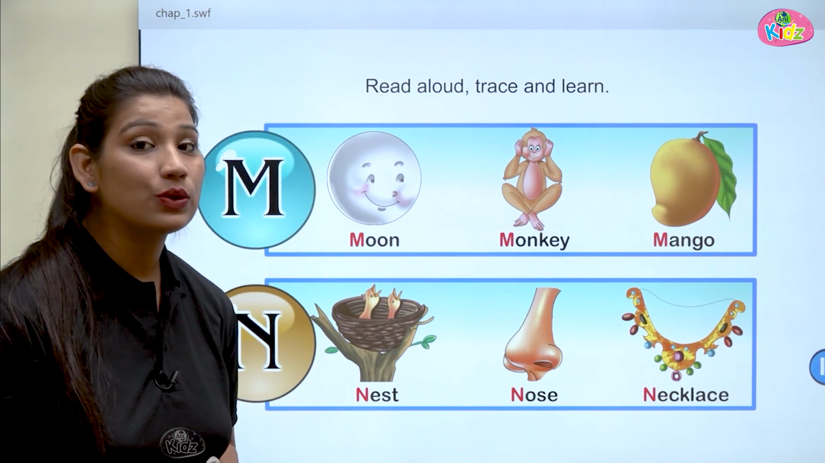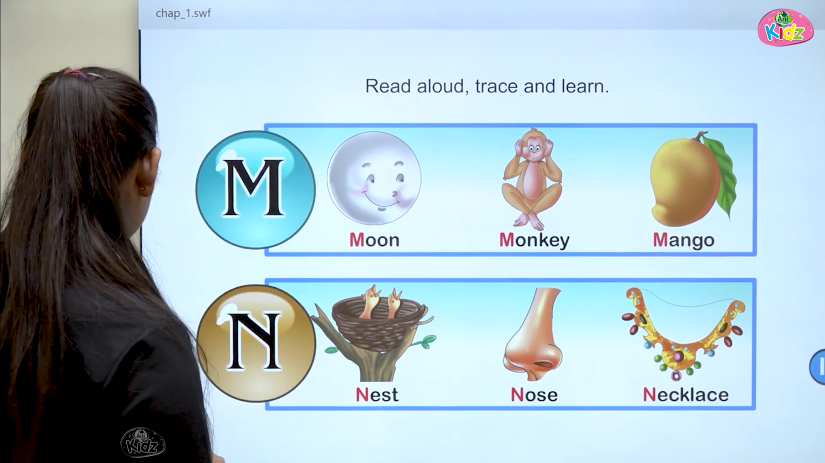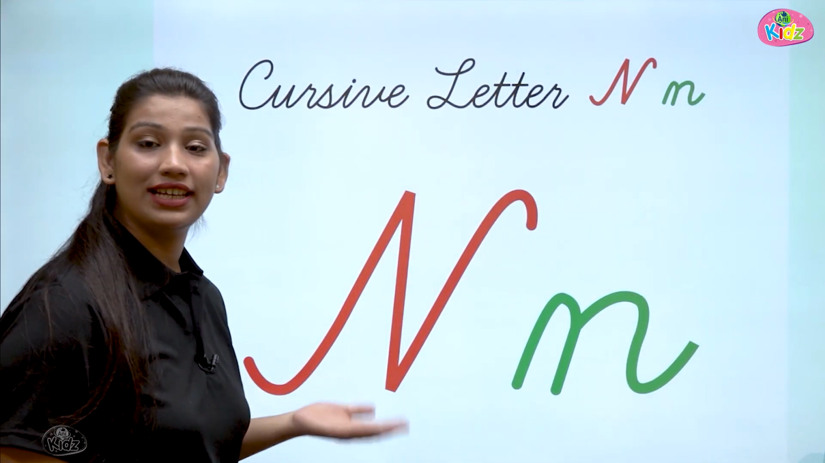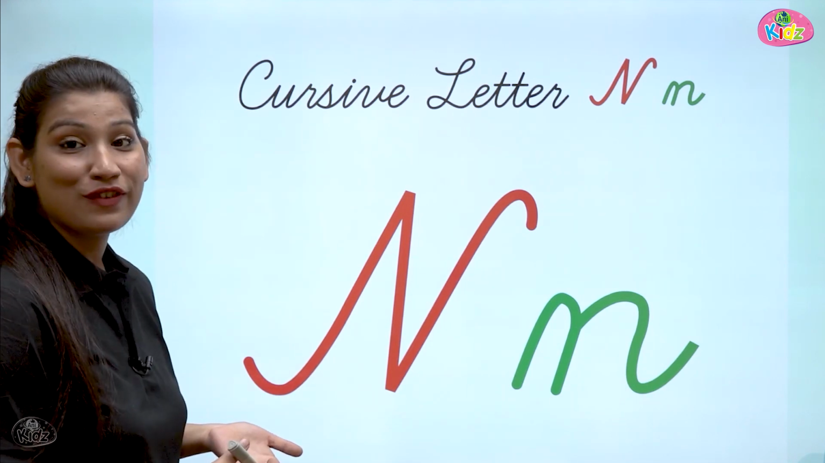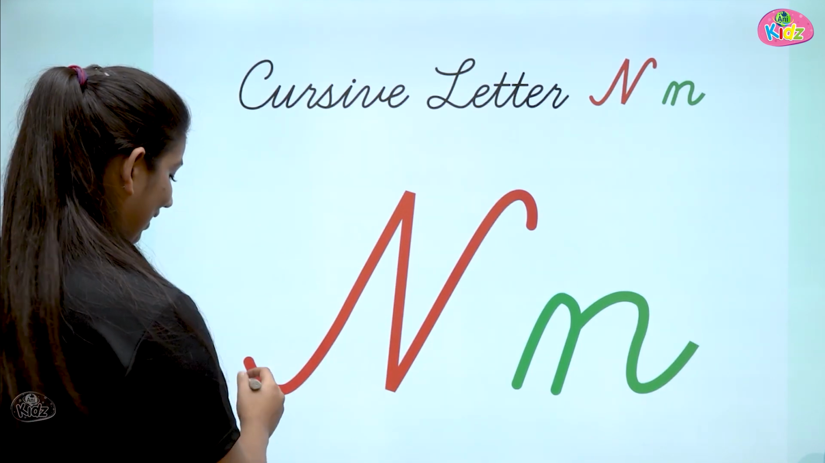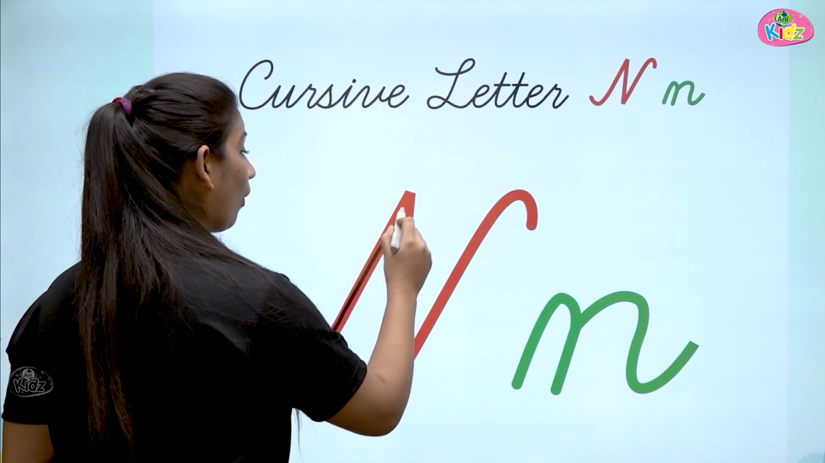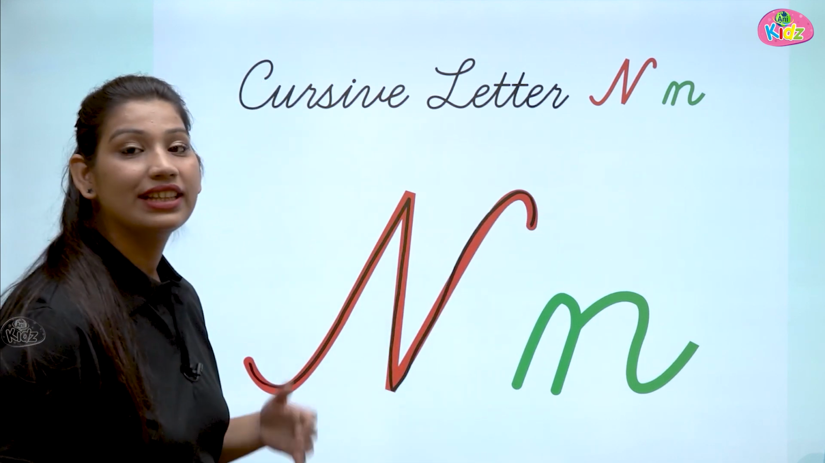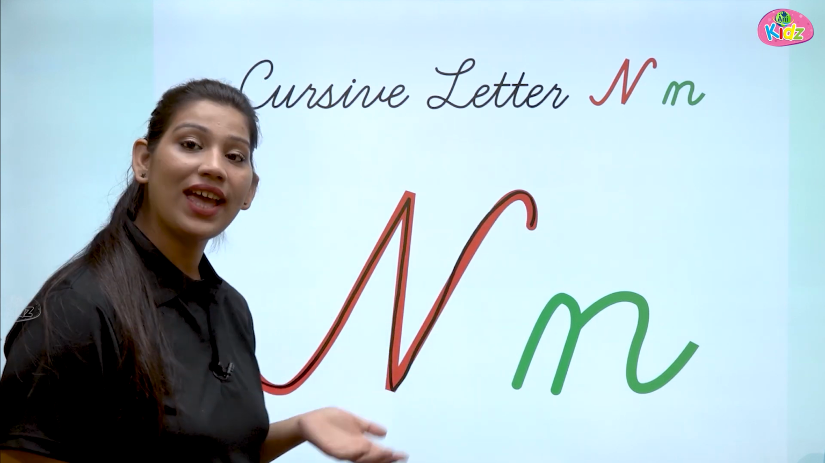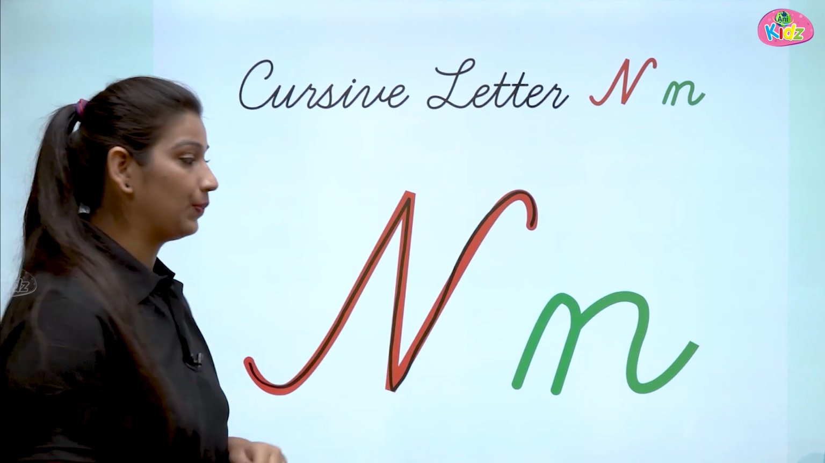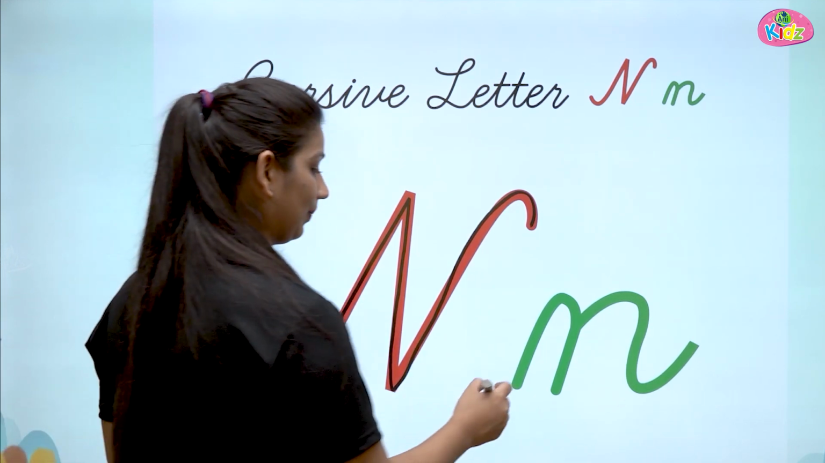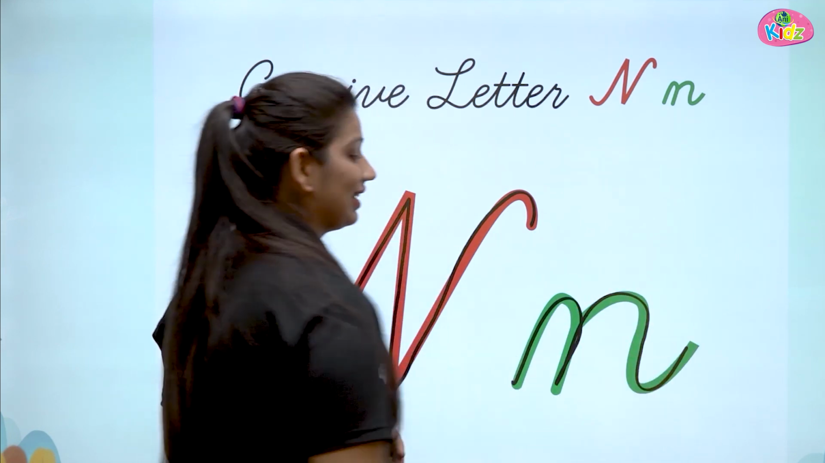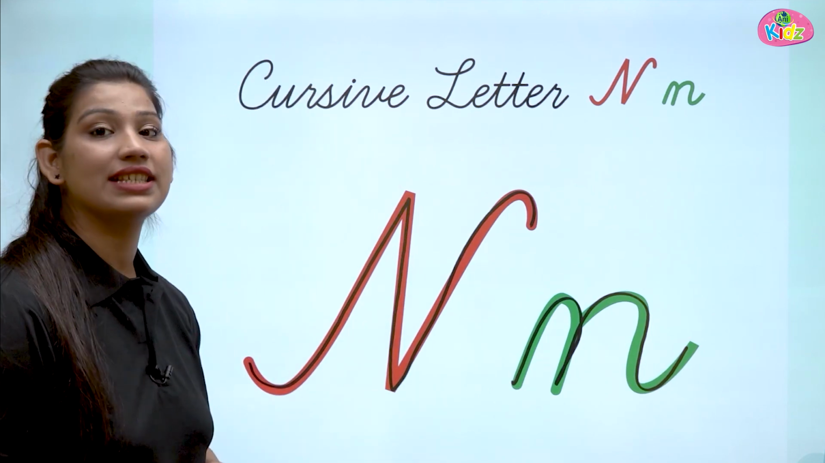Let's understand how to write letter N in cursive. Here we have letter N. It looks so beautiful. You will get to know how to write it. Start from this point, go up, come down, go up again with a curve. This is capital cursive N. This is small cursive N. Come down, down like this.